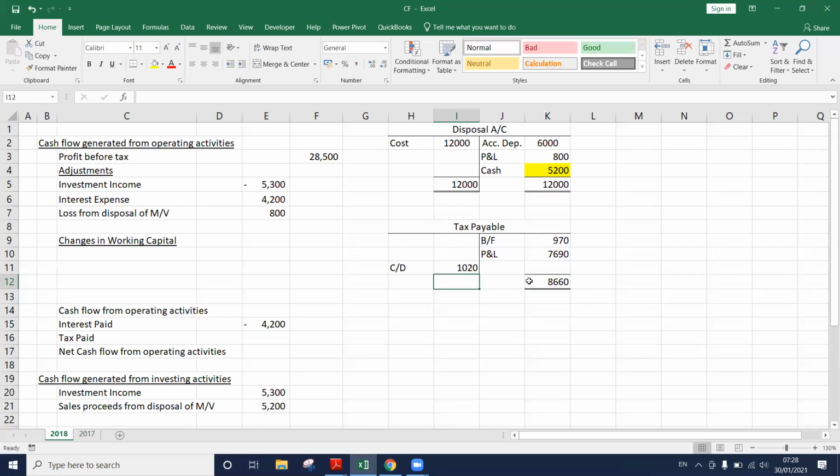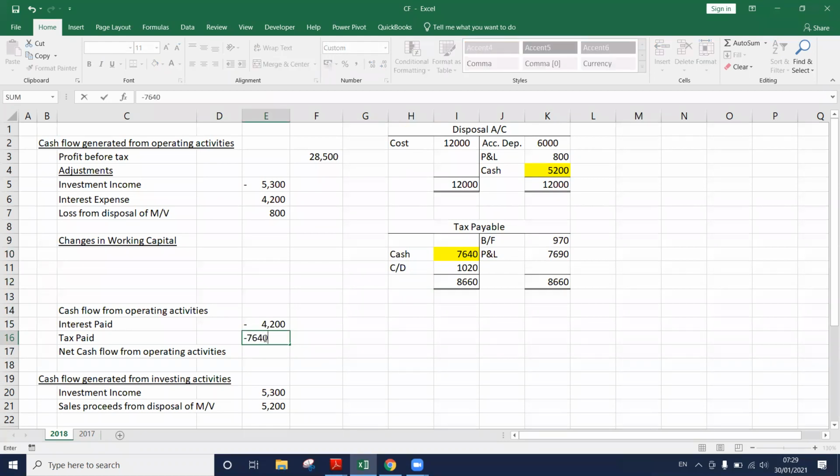What is the remaining amount? So what is this amount then? This is what we have calculated. This is the amount we have paid in cash. The amount we paid in cash as tax, 7,640. Right here, tax paid amount, an outflow of cash. So minus 7,640. Okay. If there are questions, put them in the chat box.